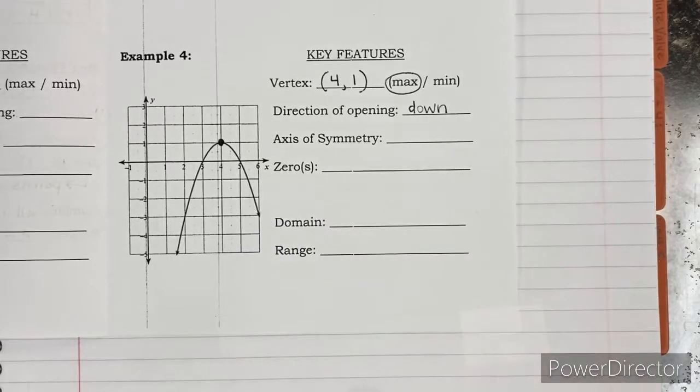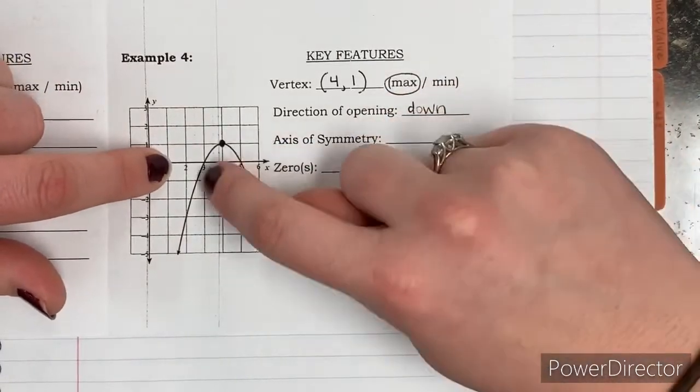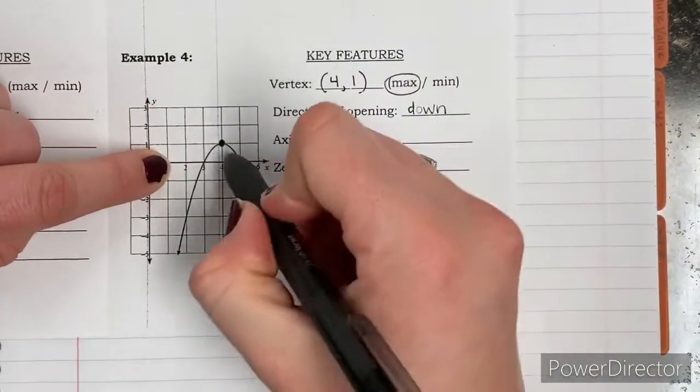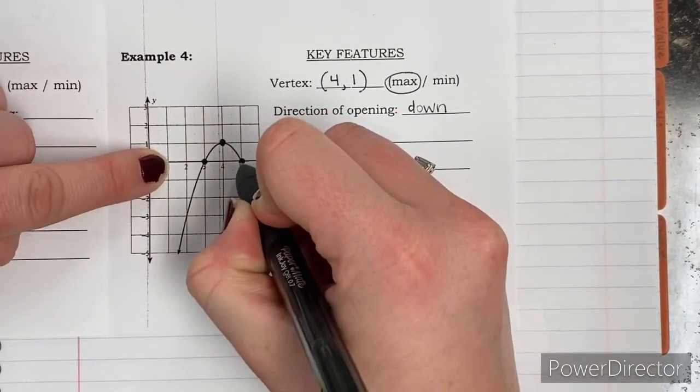Let's go down here to zeros. So remember, zeros are where the graph crosses the x-axis. So here's my x-axis right here. I'm wanting to know where this graph crosses the x-axis, if it does. This graph does once right here and once right here.